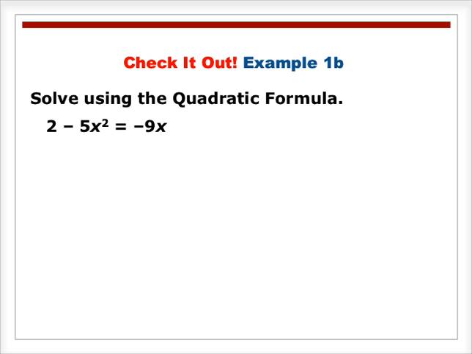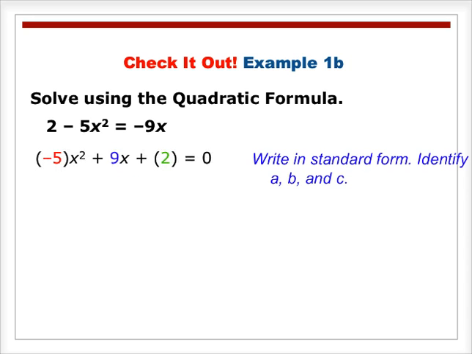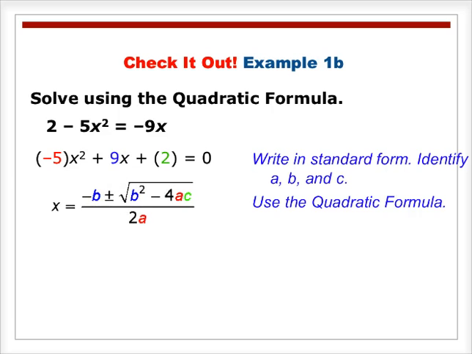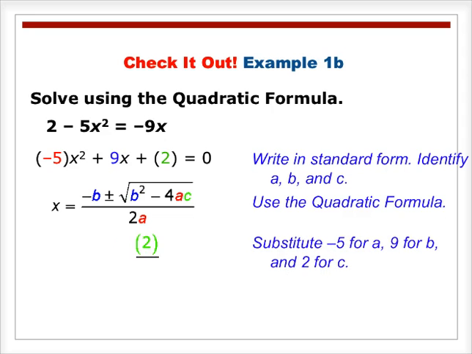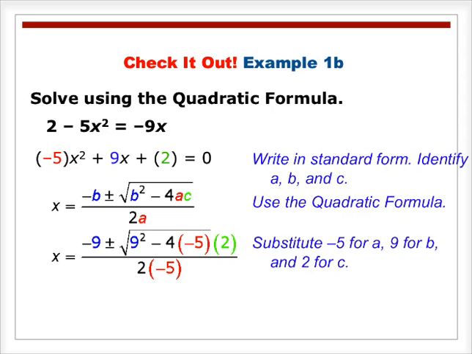Okay, welcome back. Hopefully the first thing you did was write in standard form and identify a, b, and c. Great. Next, you want to write down the quadratic formula. Negative b plus or minus the square root of b squared minus 4ac all over 2a. Substitute the values for a, b, and c, and begin to simplify.